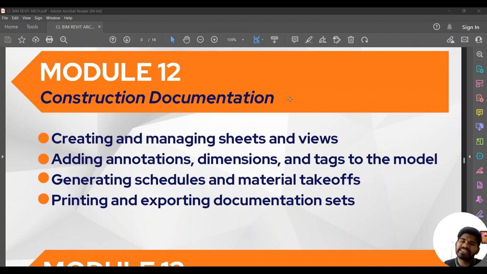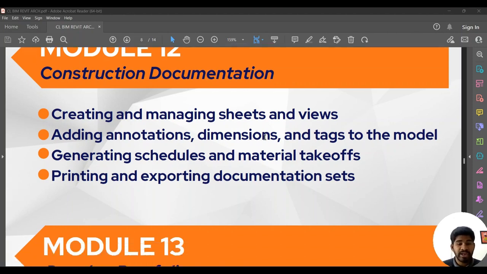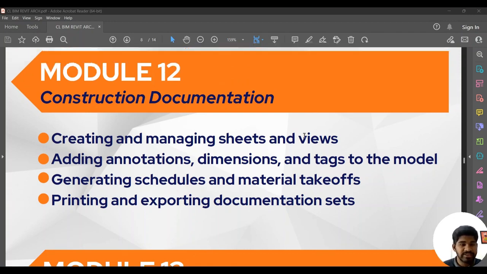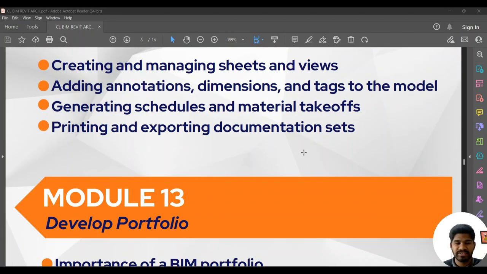After that, how to extract the details from the BIM model: creating and managing sheets, views, producing drawings, annotations, dimensions, and tags. Then how to take care of the quantity takeoff, how to bring out the schedules, the number of doors, number of toilets, urinal fixtures or water closets, or how much quantity of wall, concrete, or rebar, whatever we can extract. That is about construction documentation. And finally, we will be printing the sheets and producing the drawings.